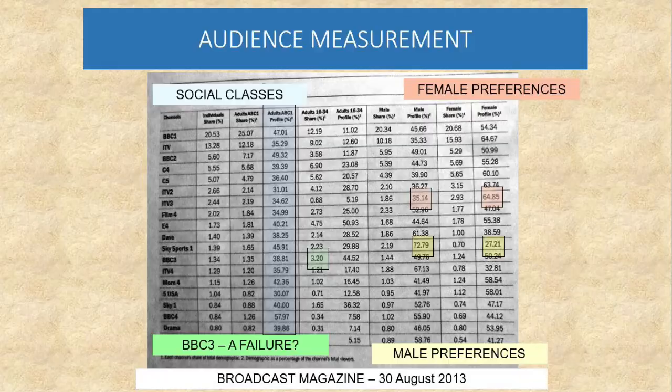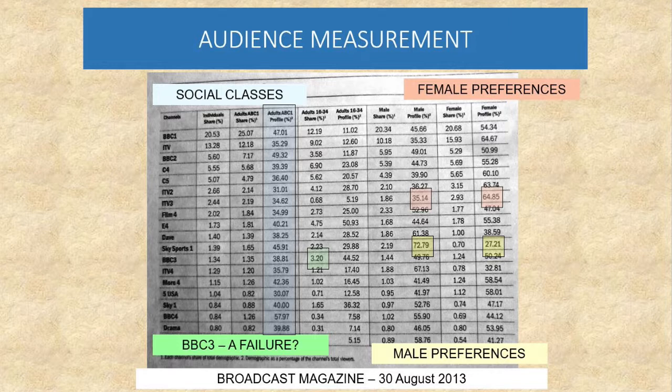Top right, I've written the words female preferences, and if you look at the data, you'll notice that ITV3 has quite a high proportion of female audience. So 65% of its audience, 64.85 to be precise, is female, and the other 35% is male. As we know, in the UK, it's pretty much 50-50, male and female. So ITV3 has proportionally more female viewers than male. Look at Sky Sports, male preferences. 72.79% of Sky Sports viewers are male, 27.21 are female.